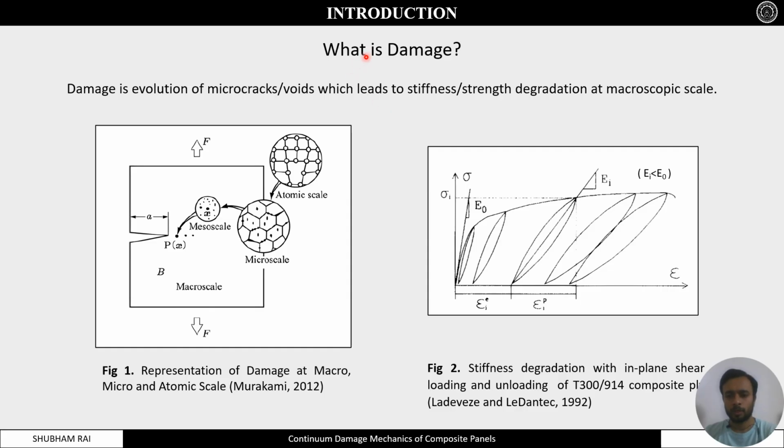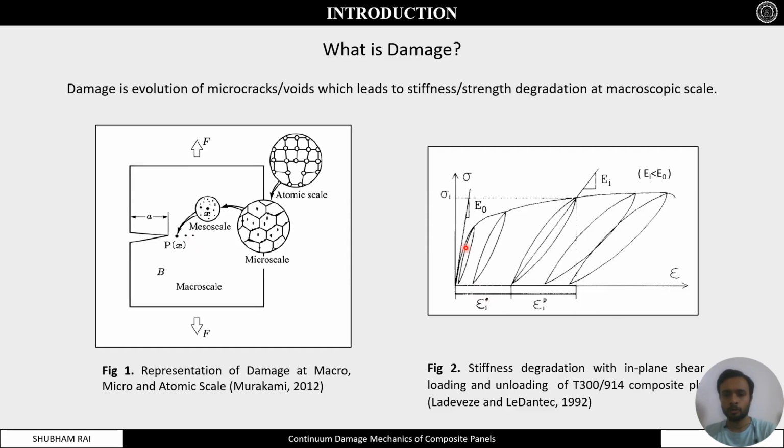Now, what is damage? Damage is the evolution of micro cracks and voids which leads to stiffness or strength degradation of the material at the macroscopic scale. For instance, here we are able to see that at point P there is evolution of micro cracks and voids, which at the atomic scale is the reduction in the number of atomic bonds. This reduction in the number of atomic bonds leads to stiffness degradation at the macroscopic scale.